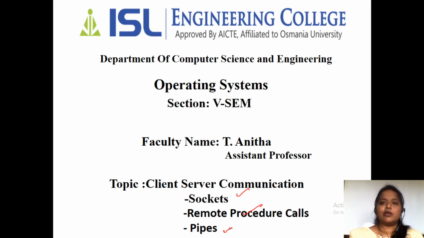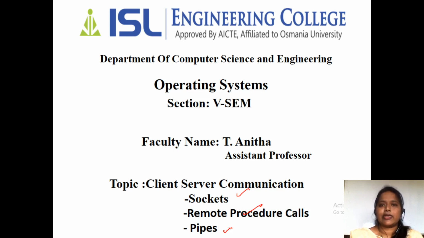And finally we have the pipe. A pipe is also one of the communication mediums between the client and the server. We have two ends: one is the writing end and one is the reading end. In other words, one is the producing end and the other is the consuming end. There are two different types of pipes, namely ordinary pipes and named pipes. What is the difference? Ordinary pipe means we have only one-way communication. If you want two-way communication, you have to employ two pipes. That is the drawback of the ordinary pipe.